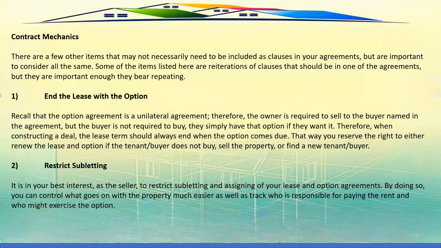1. End the lease with the option. Recall that the option agreement is a unilateral agreement, therefore, the owner is required to sell to the buyer named in the agreement, but the buyer is not required to buy, they simply have that option if they want it. Therefore, when constructing a deal, the lease term should always end when the option comes due. That way you reserve the right to either renew the lease and option if the tenant buyer does not buy, sell the property, or find a new tenant buyer.